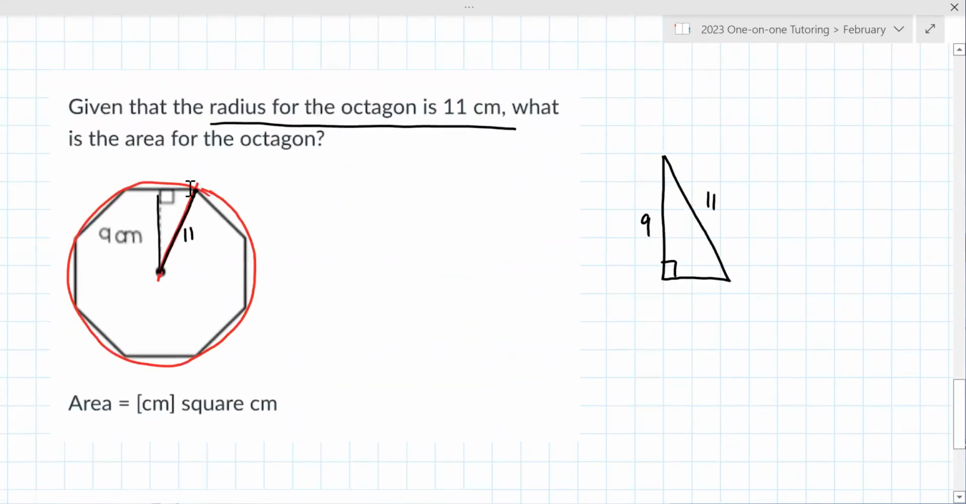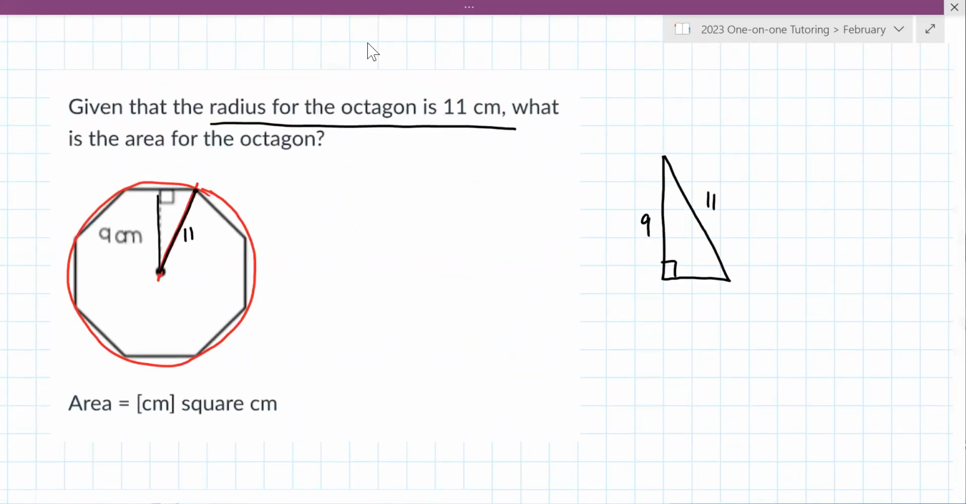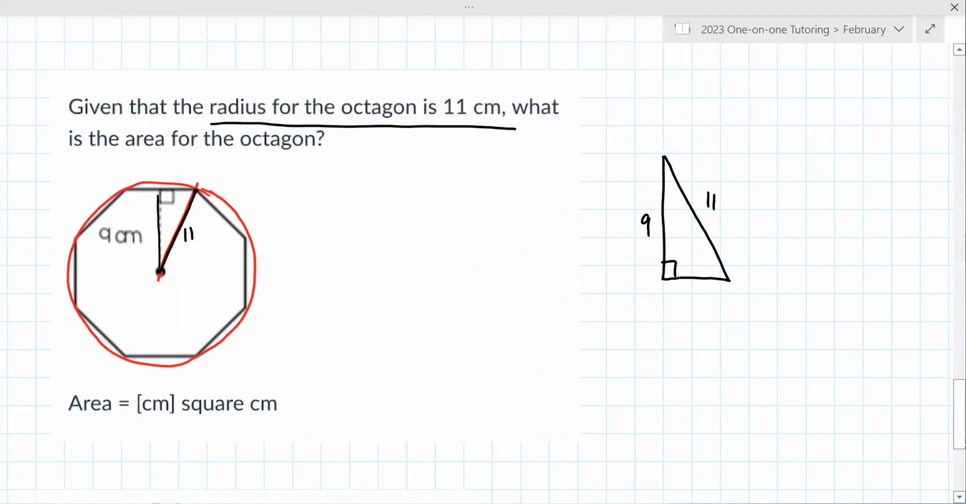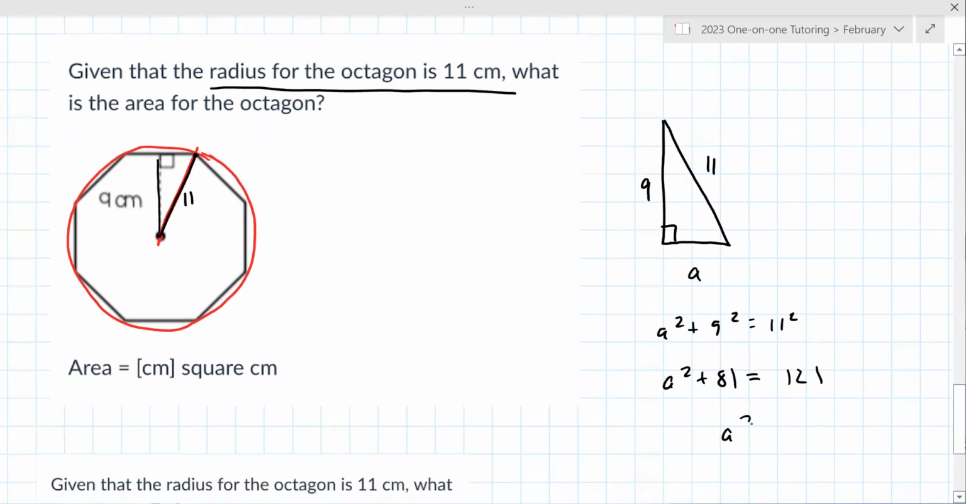But nevertheless, we've got a triangle here. How do we find the other leg of the triangle? A squared plus B squared equals C squared. Yeah. So it's A squared plus 9 squared equals 11 squared. So I need to do 11 squared, and then I need to subtract 81 from that. Yes. So it'd be 121 minus 81, which would give me 40.